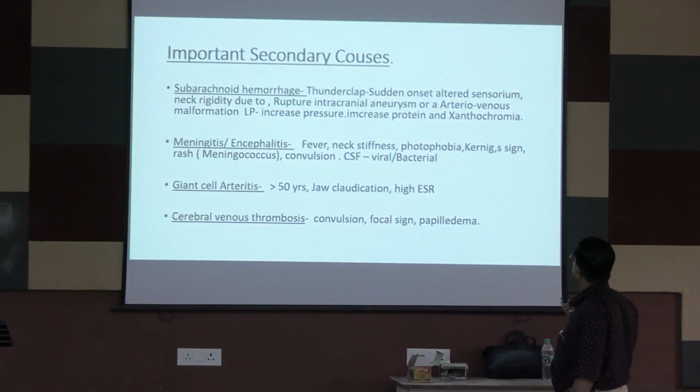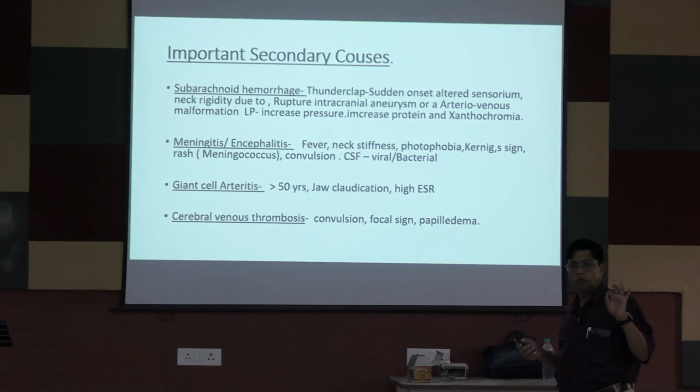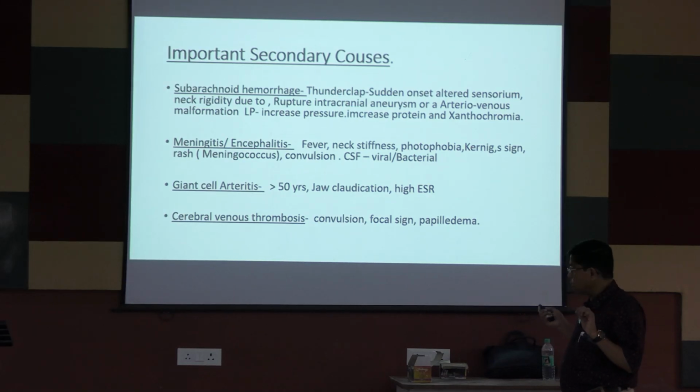And lumbar puncture, you have to do. So for subarachnoid hemorrhage, peculiarly, usually CT scan or MRI will be normal. So you have to depend on lumbar puncture for diagnosis of subarachnoid hemorrhage. In lumbar puncture, the blood has come to the CSF, so definitely there will be raised pressure. Pressure will be raised if you do a lumbar puncture, and there will be increased protein because blood has come to the CSF, and xanthochromia. That is very important to remember.